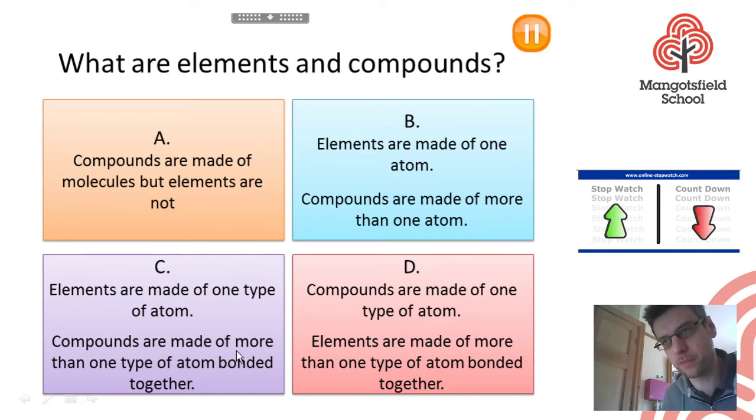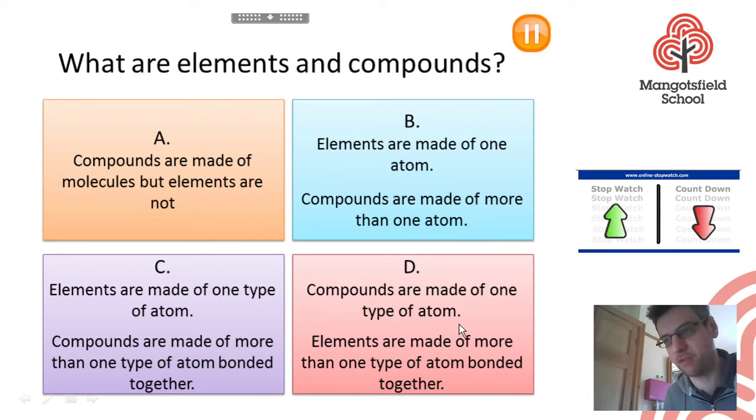Let's read the other ones. One type of atom bonded together, so that's a bit better. D is the best answer, right? B, C, and D are all technically correct, I think. One type of atom, more than one type of atom. Oh no, D is wrong. Hang on, take that back. Didn't read it properly. It is C. C is the correct answer. Elements are made of one type of atom. Compounds are made of more than one type of atom bonded together.